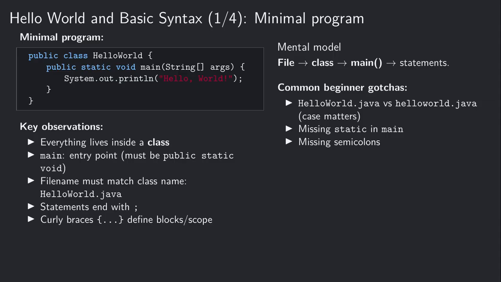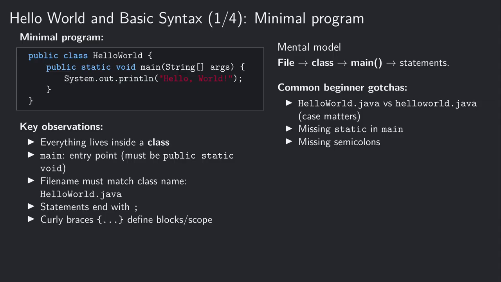Even if you're writing the simplest script-like program, you still wrap it in public class HelloWorld. Then execution begins at one very specific gateway: public static void main(String[] args). That exact signature is what the JVM looks for when it launches. If you get it wrong, you might still compile, but you won't be able to run.